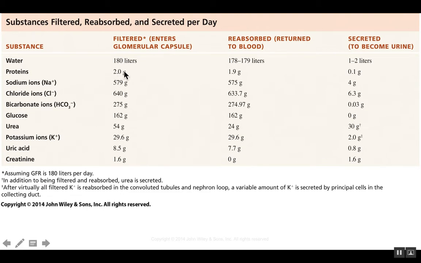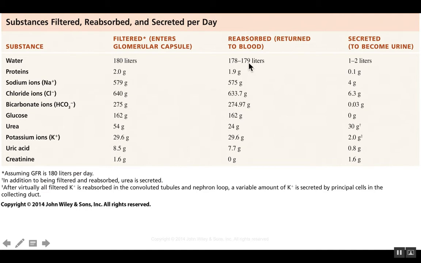A little bit of proteins, those would include smaller proteins, but you'll notice that we're going to reabsorb most of those proteins back into the bloodstream. Some solutes, including all those small little ions that get filtered out: sodium, chloride, bicarbonate. Glucose is fairly small, so a lot of it gets filtered out, but you'll notice that we're going to reabsorb 100% of it. Urea, potassium, uric acid, and creatinine are metabolic waste products that get filtered out.